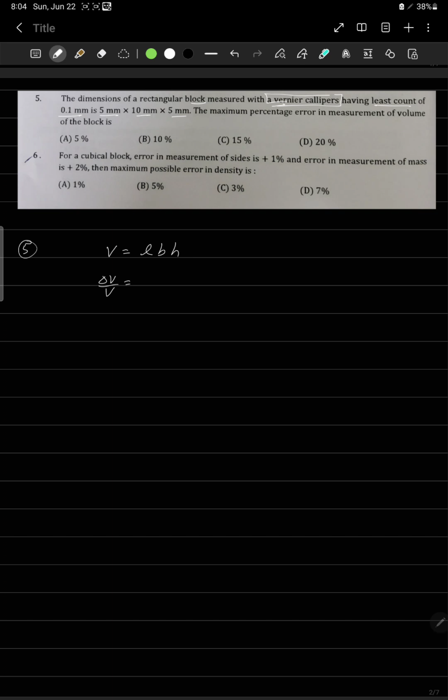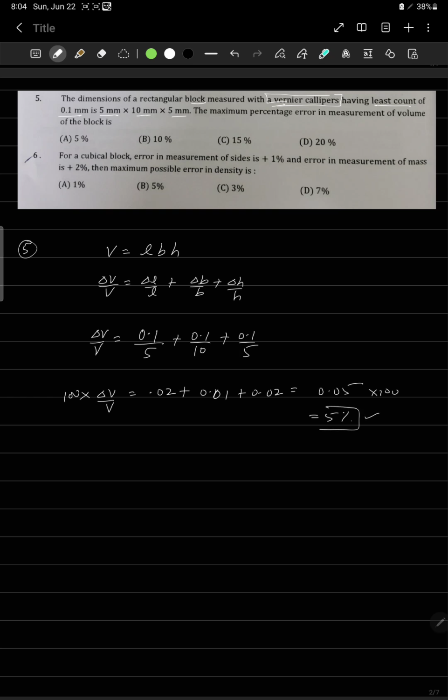If we write the relative error, delta V by V is delta L by L plus delta B by B plus delta H by H. Delta L, delta B, delta H are all measured from that vernier caliper, and the least count is 0.1. So 0.1 by 5 plus 0.1 by 10 plus 0.1 by 5. Delta V by V is 0.02 plus 0.01 plus 0.02, which makes it 0.05. Multiplying by 100, we get 5%. So option A is correct.